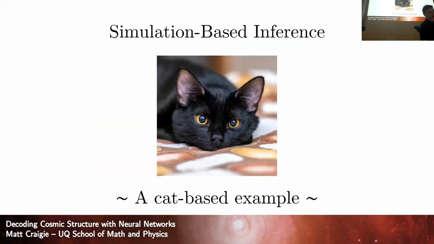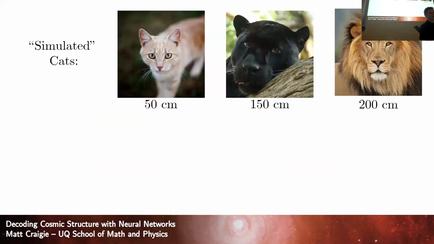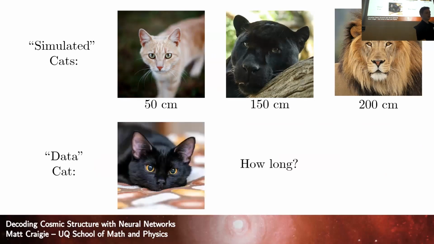To illustrate this point, I am going to give a cat-based example of simulation-based inference. So let's say we have a cat simulator, and we feed it in 50 centimeters, 150 centimeters, and 200 centimeters as the lengths of cats, and it spits us out these three. Then let's say we have a data cat. If I ask anyone in the audience, how long do you think this data cat is if we've got these three simulated cats? I think everyone would be able to tell me what they think pretty quickly. Seems pretty obvious. But if we're using the wrong metric, then this becomes a more difficult task.